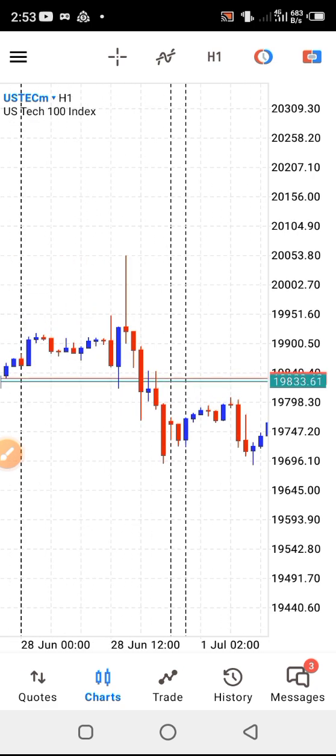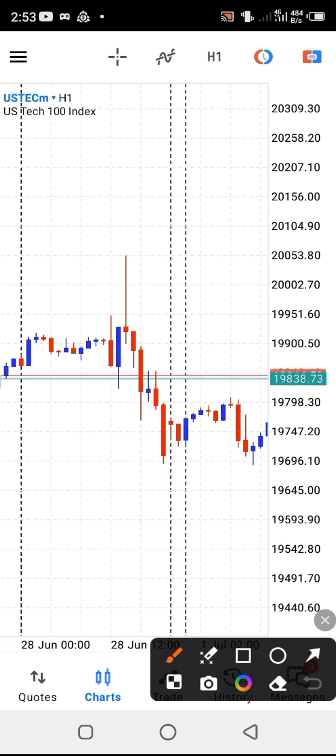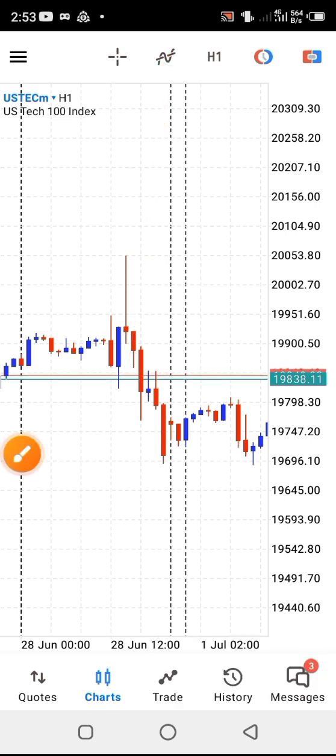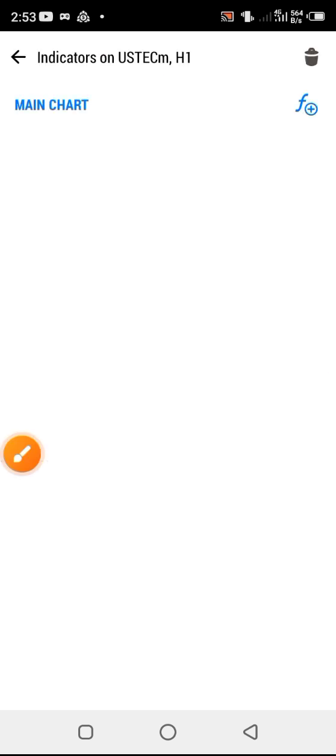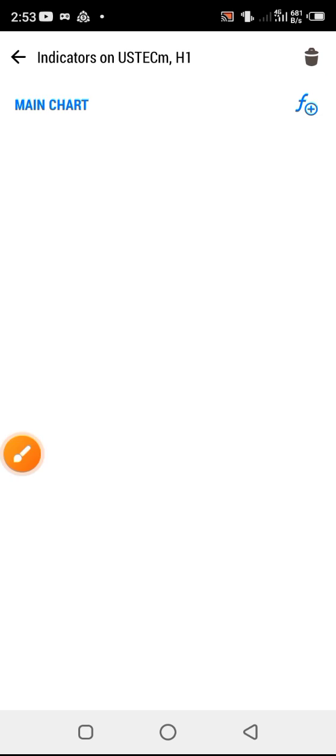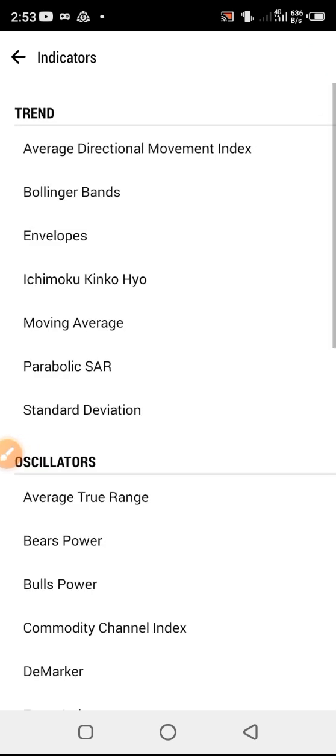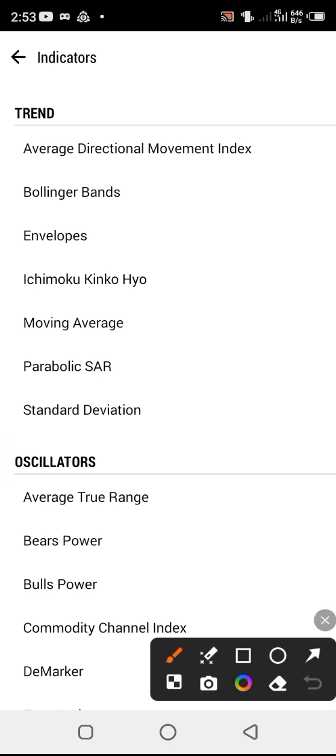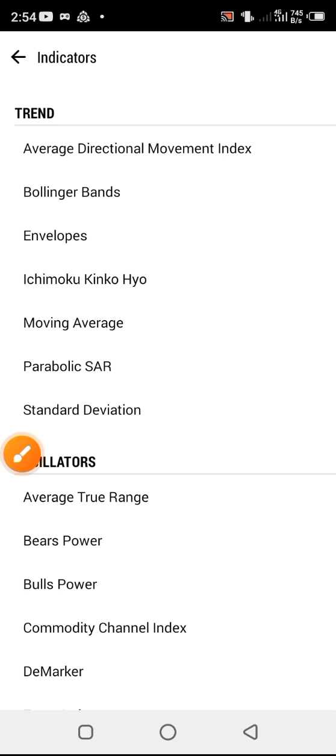The very first thing you need for this strategy is to come over here. If you're on MT5 or MT4, you need to come to this indicators icon. When you click on the indicator icon, the next thing you want to click on is this F plus, as if you want to add an indicator. Just follow me step by step. You will see the power of this strategy. The next thing you want to click on is moving average. Do you see that? You click on moving average.